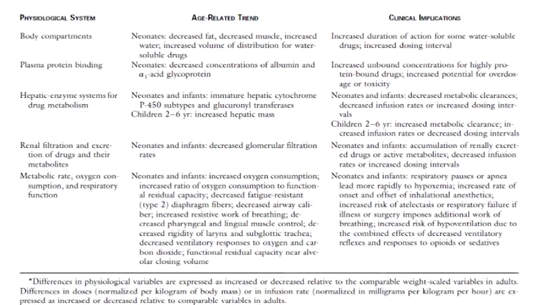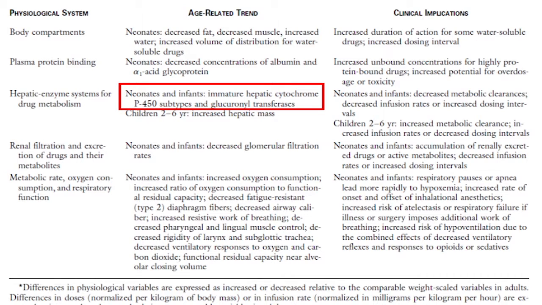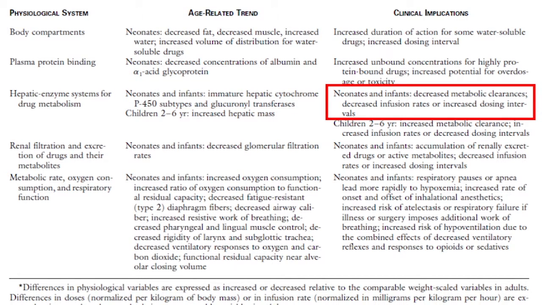For example, in neonates and infants, the hepatic cytochrome P450 enzyme system is immature. This immaturity results in decreased metabolic clearance of many medications and thus decreased infusion rates or increased dosing intervals. That is, longer periods between doses may be required.